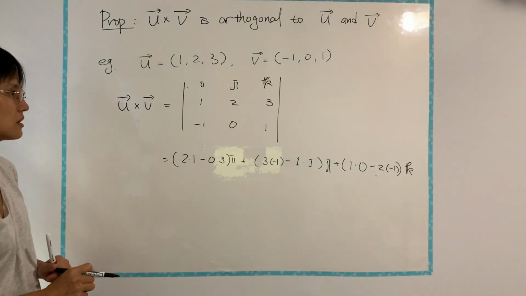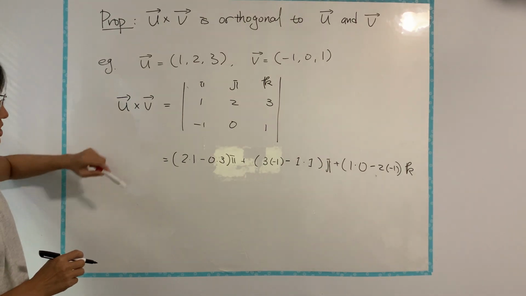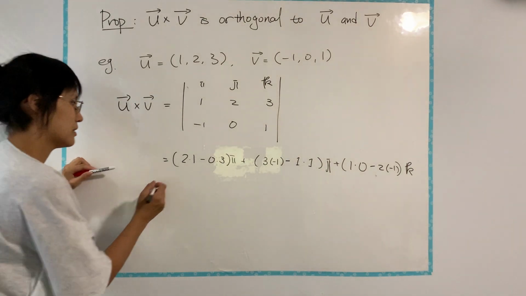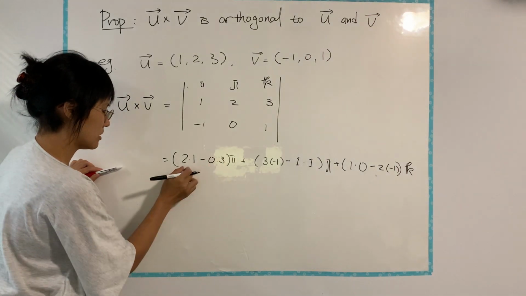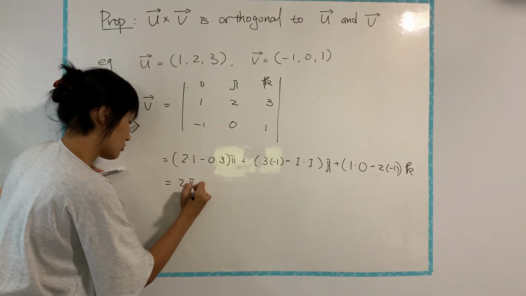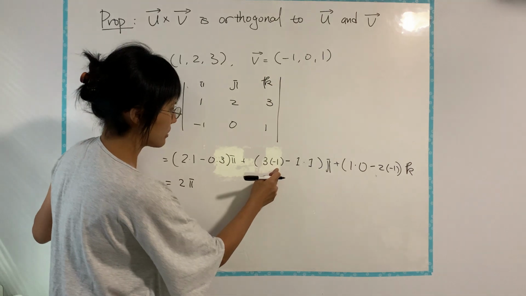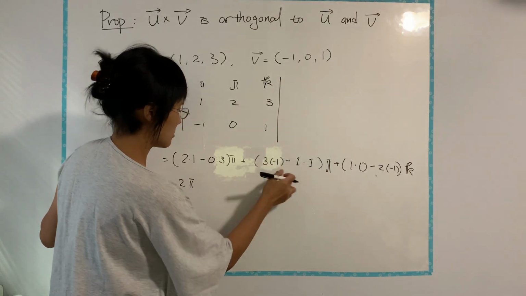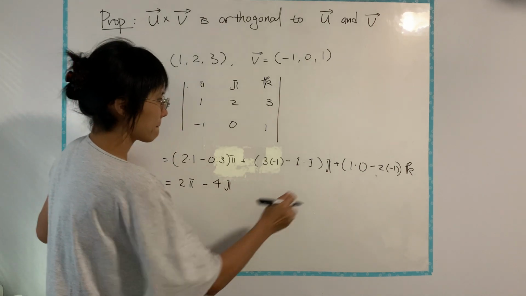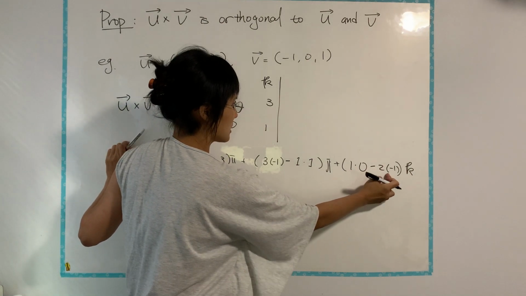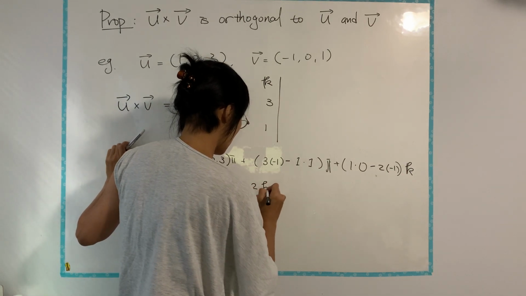Once again, you're good enough, you just need to be patient. Do it step by step. Don't rush. So 0 times 3 gives me 0. I'm left with 2, so 2i. 3 times minus 1, negative 3 minus 1, that's negative 4, so minus 4j. 0 minus negative 2 is plus 2, so plus 2k.